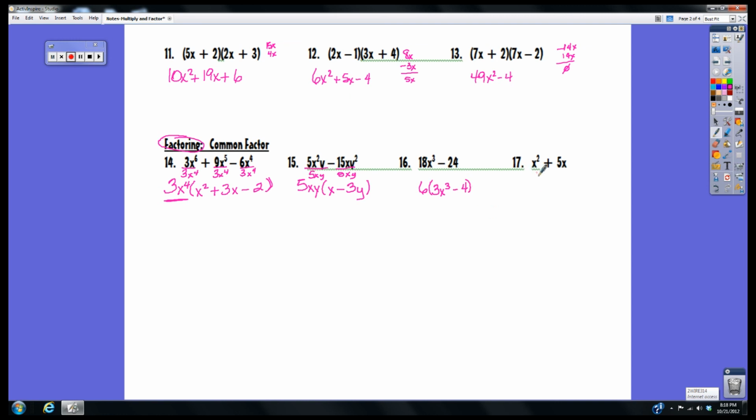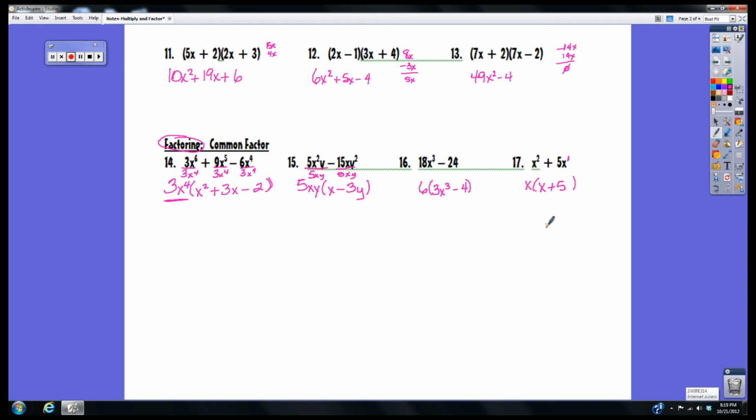And one more, on number 17. I see that these both have x's in common, but I don't see any numbers that they have in common other than 1, and 1 doesn't help you any. And I can only take out 1x because this only has x to the 1st. So I'm going to take out 1x. If I take an x out of this, I'm left with an x. If I take an x out of 5x, I'm left with 5. So that is how you factor out a common factor.